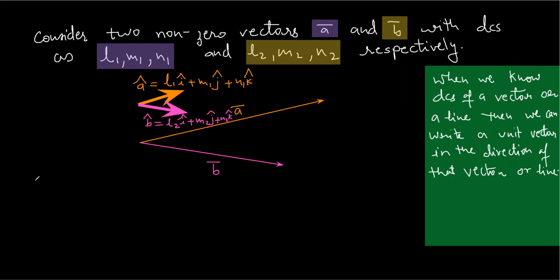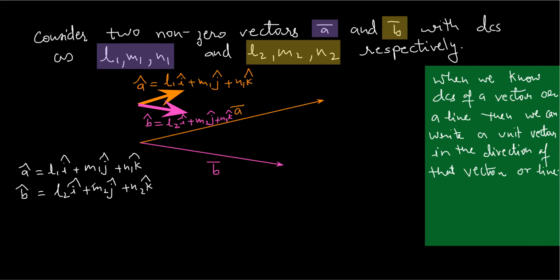So here I will write A cap and B cap. A cap is l1 i cap plus m1 j cap plus n1 k cap, and B cap is l2 i cap plus m2 j cap plus n2 k cap. This is what I have.